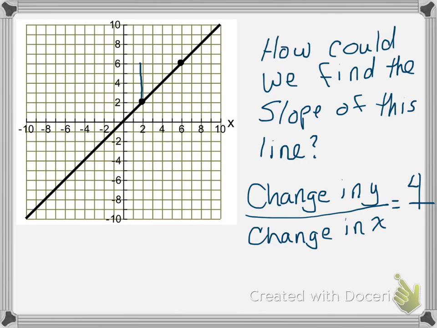The run, or change in x, is calculated by how far over you go between 2 points. These 2 points we would also go over 4, so our change in y over our change in x would equal 4 over 4. When we see a fraction like 4 over 4, what's the one thing we have to do to it? We always need to try to simplify a fraction into its simplest form. For instance, this fraction, 4 over 4, could equal 1 over 1, or just 1.